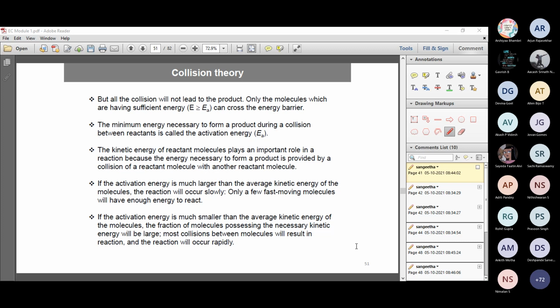Log of K2 by K1 equals EA by 2.303 R into 1 by T1 minus 1 by T2. Yes, okay, ma'am. Very good. So next you do that way with respect to two different temperatures. 1 by T1 minus 1 by T2 will be there, and then substitute all those things, do all the rearrangements and arrive at EA. So EA will be this. Okay, fine.